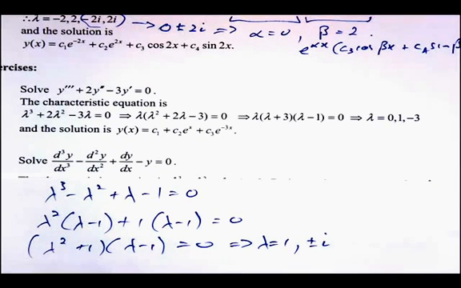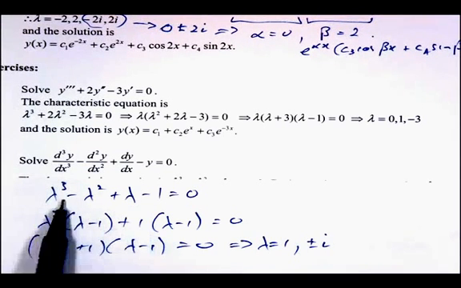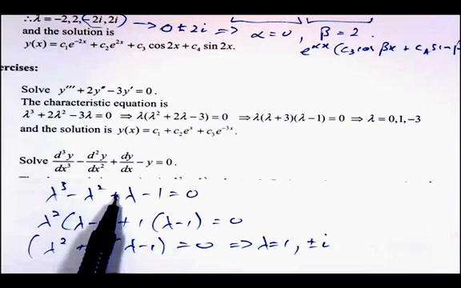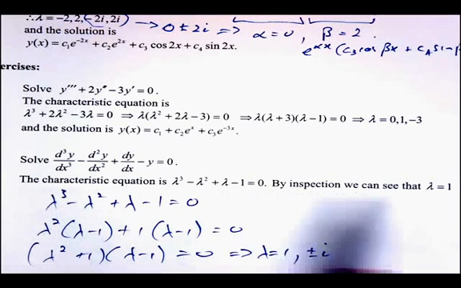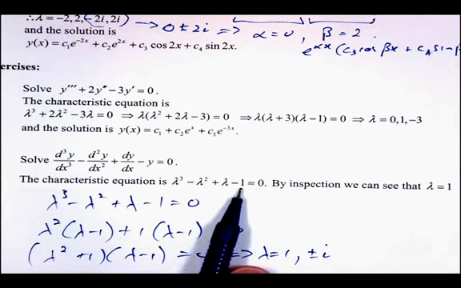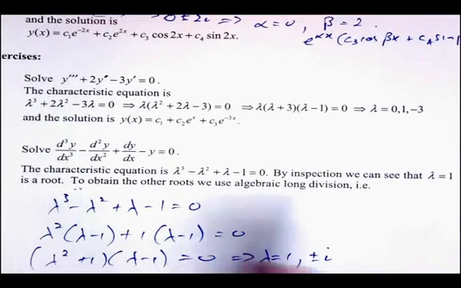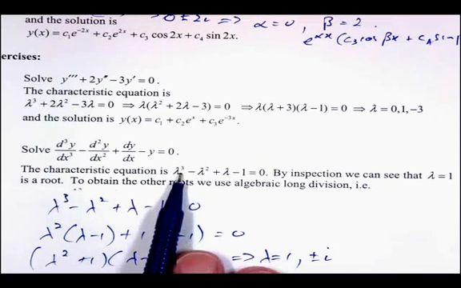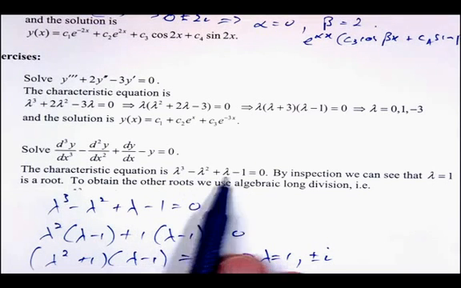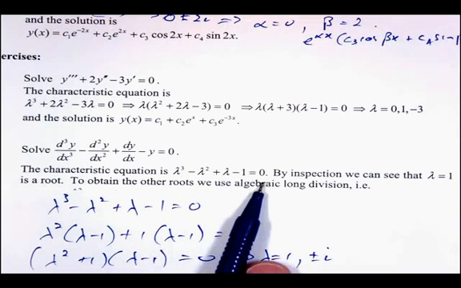Okay? But then imagine that you couldn't quite see that. It would still be possible to look at this equation and say, well, if it's going to be easily factored, then the factors will have to do with a plus or minus 1 here. So let's try lambda equal to 1, which we would do. Is 1 cubed minus 1 squared plus 1 minus 1 equal to 0? Yeah, okay, so that works.